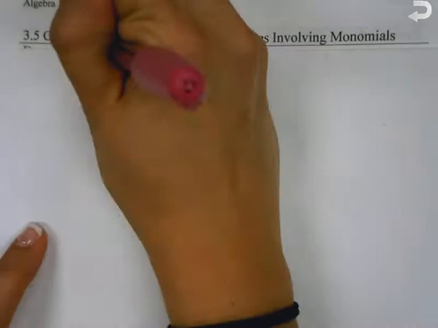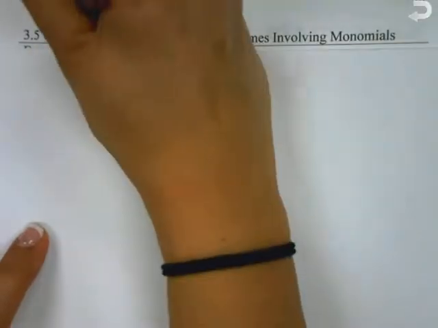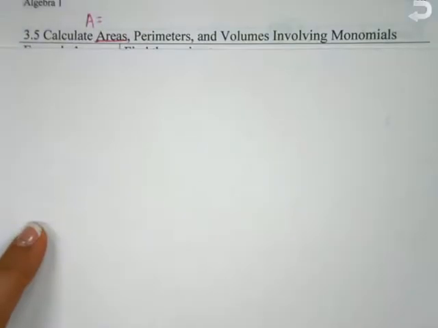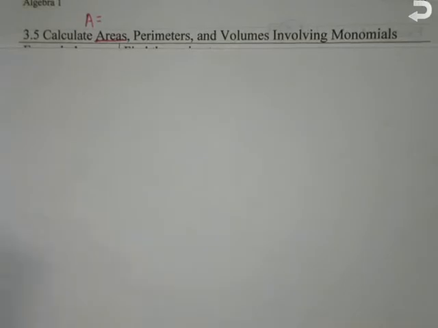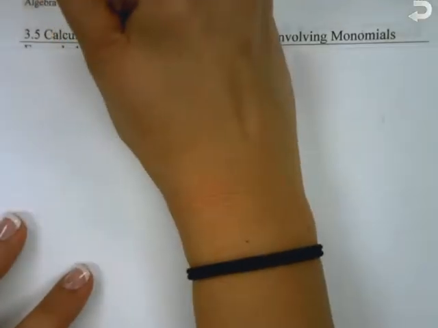What is the formula of area? Area equals area of a rectangle. Length times width. I guess I should have specified, right?